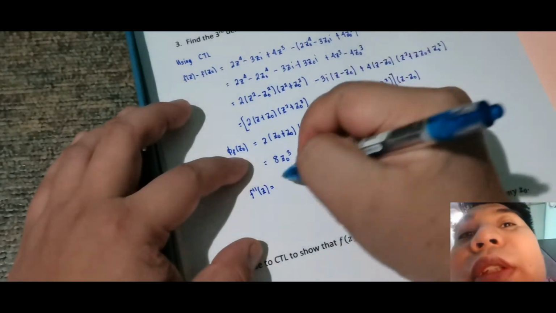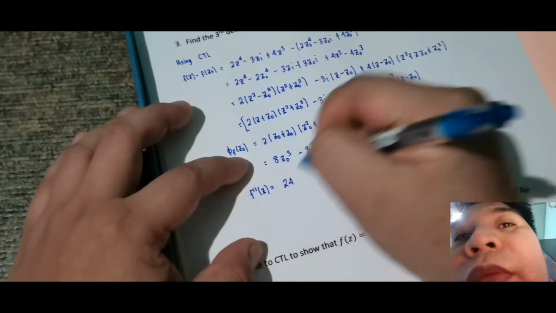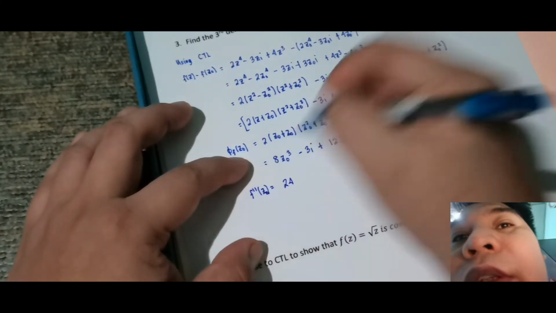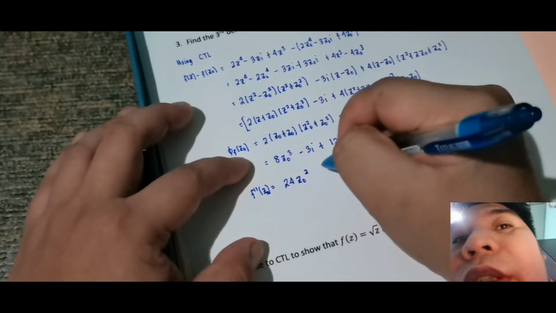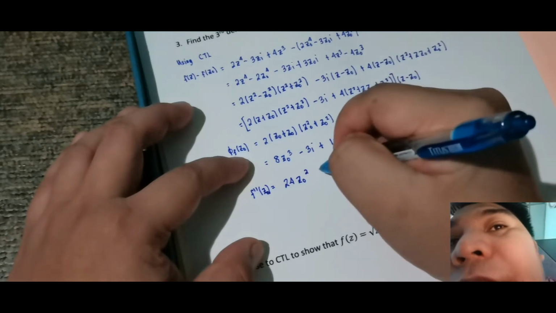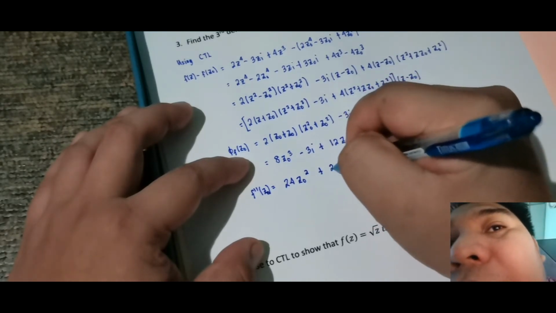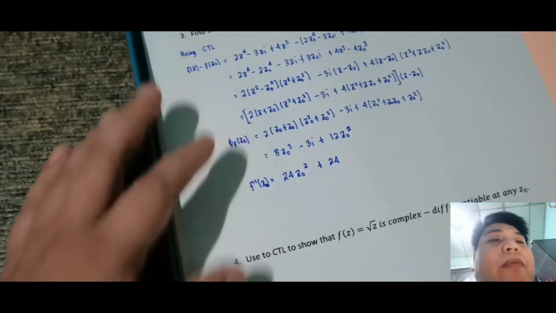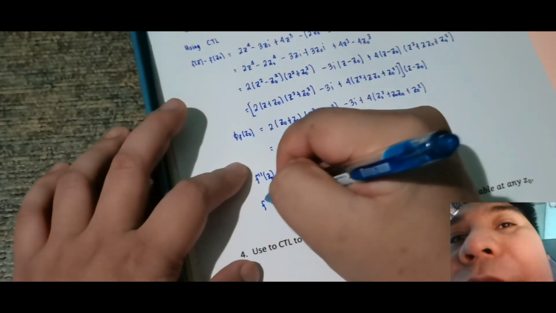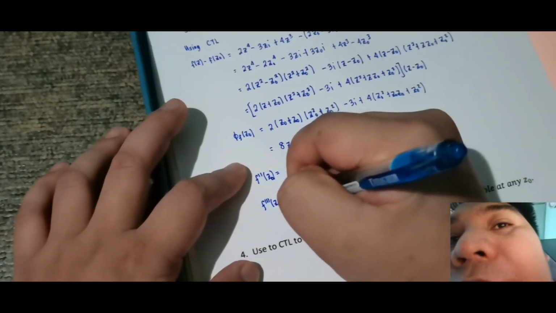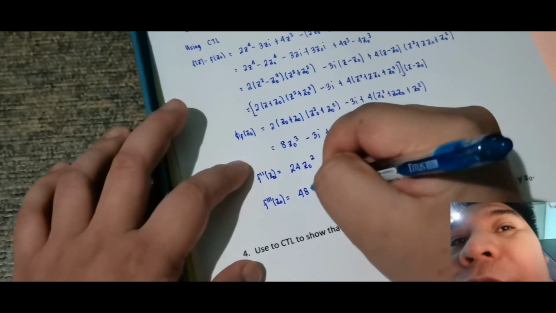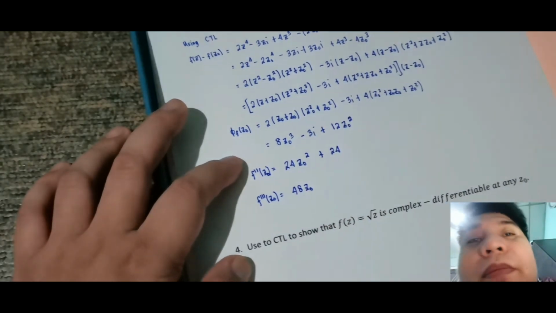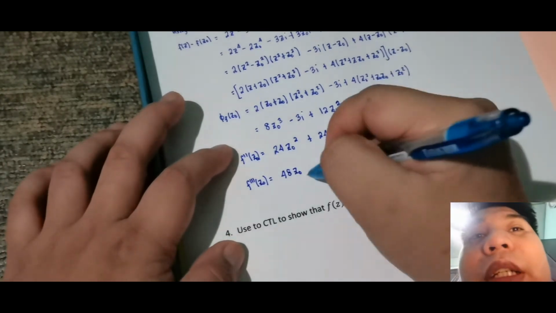Kunyari assuming z, so this is 24 z naught. Gawin ko na z naught, 24 z naught squared, then wala na to 3i kasi constant, plus this is 24 na lang. Next, pag kinuha ko yung f third prime, yung third derivative ng z naught, that is equivalent sa 48 z naught na lang. Okay, so ito yung kanyang third derivative.